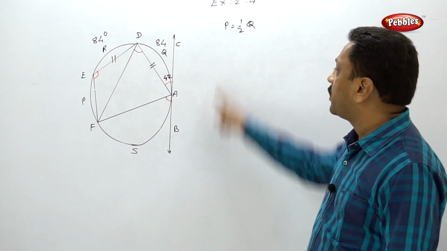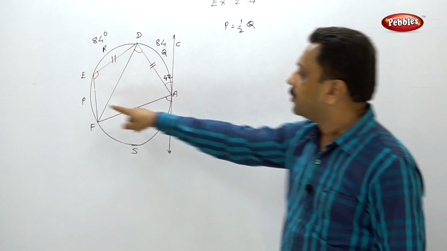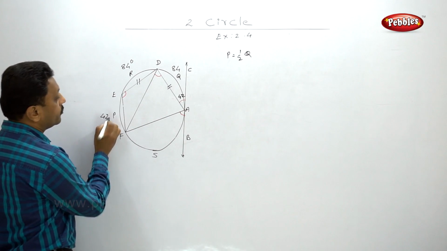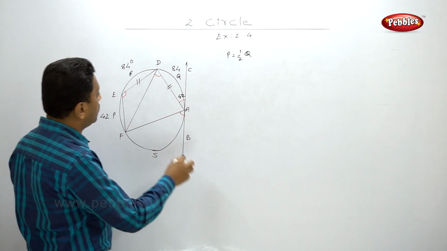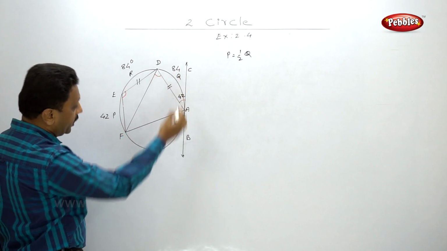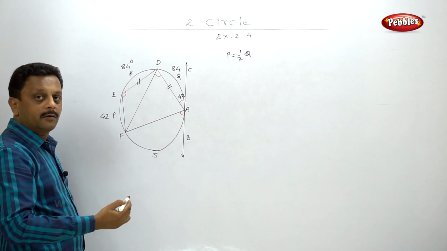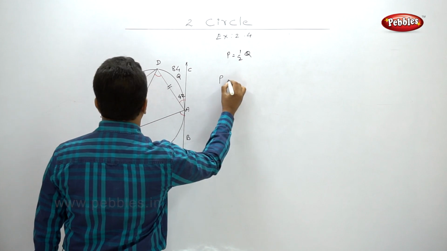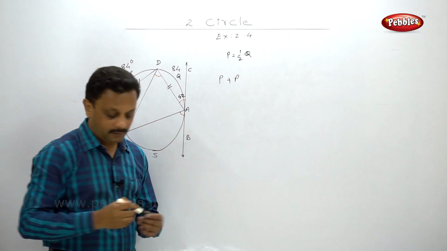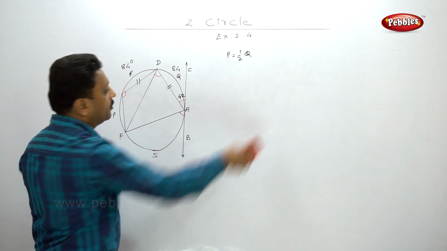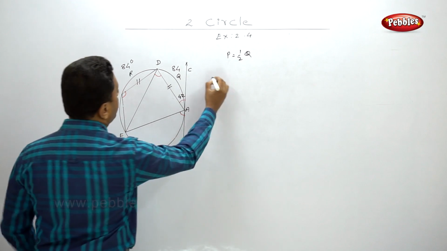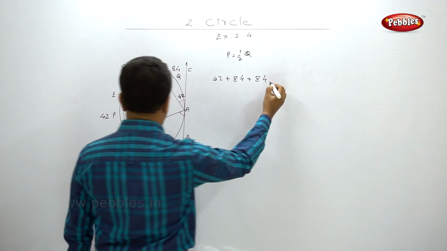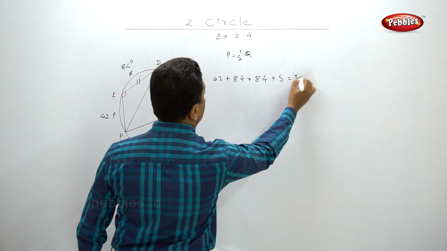Now one more piece of information is given here. P is equal to half of Q. That means this is also 42. Now in the complete circle, we know 42, 84, 84, only S is unknown. And addition of all the arcs is 360. So instead of letters, I directly write the values: 42 plus 84 plus 84 plus S is equal to 360.